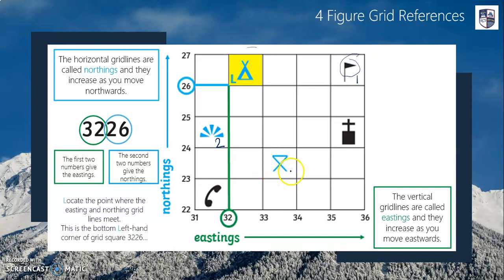This here is a picnic site. Here is our symbol for a church or a place of worship. And here we have our phone box. So we've got five symbols there that I would like you to have a go at writing the four-figure grid references for. So pause, write down your answers, and then we'll go through them in a second.